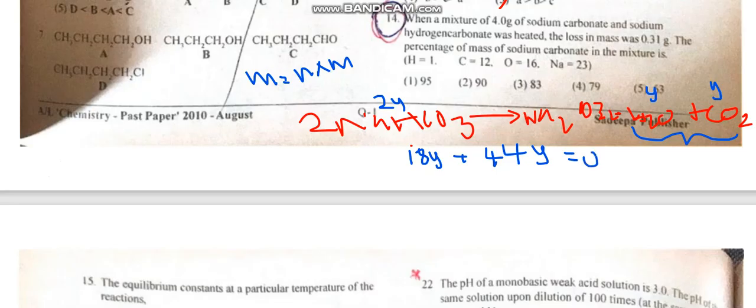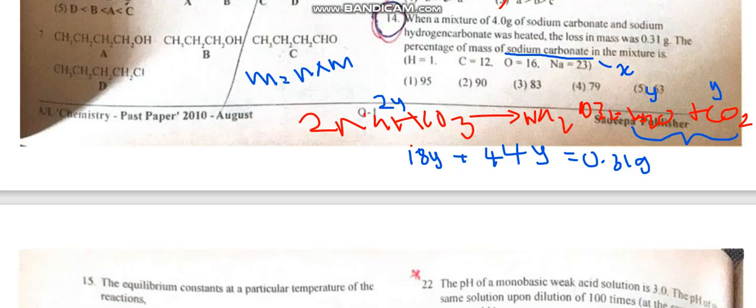That is only equal to 0.31 gram. Okay, that's equal to 0.31 gram. Then next, we have to find the mass percentage of sodium carbonate. I'll take the moles of sodium carbonate in the mixture as X.